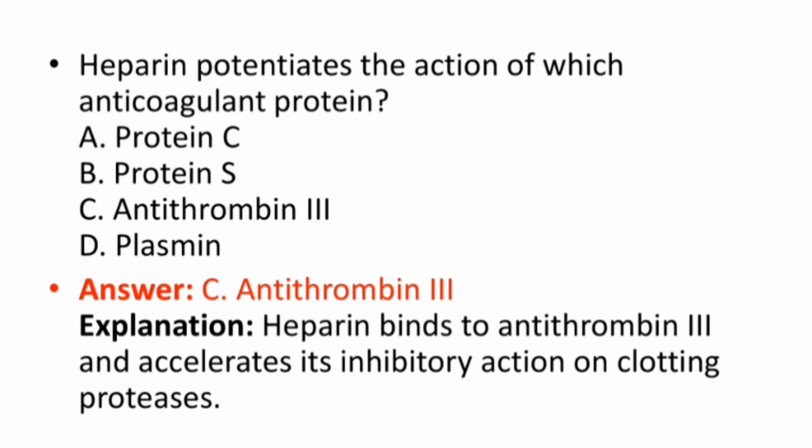Heparin potentiates the action of which anticoagulant protein? Option A protein C, option B protein S, option C antithrombin 3, option D plasmin. The correct answer is option C, antithrombin 3. Heparin binds to antithrombin 3 and accelerates its inhibitory action on clotting proteases.